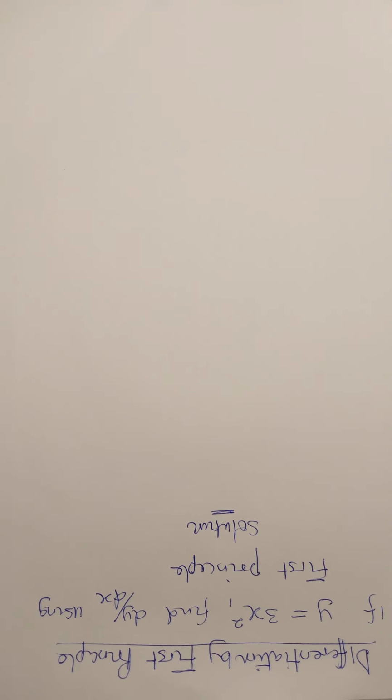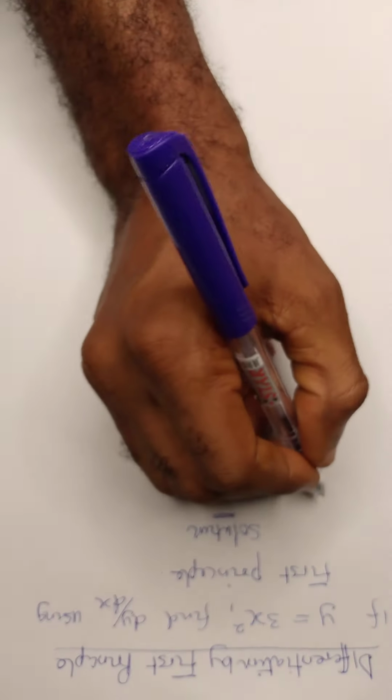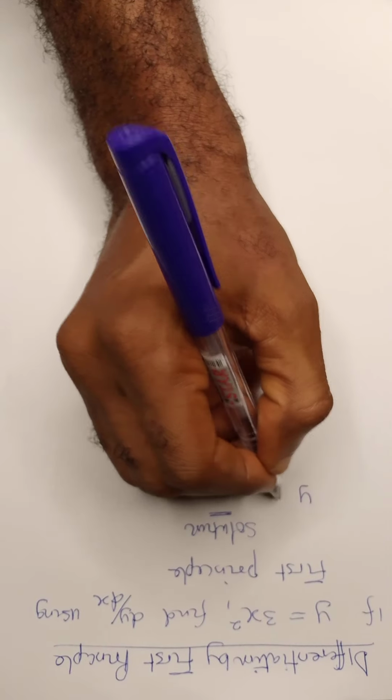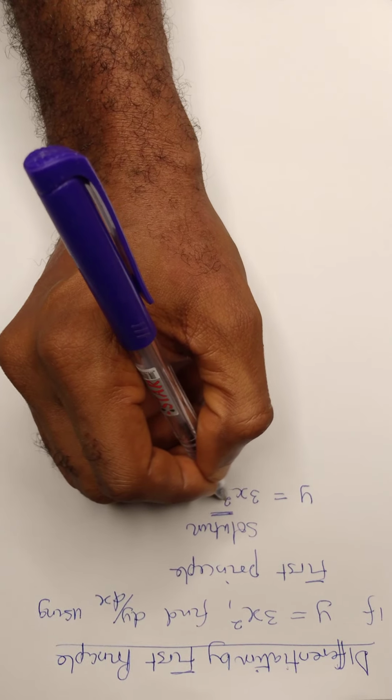Hello viewers, in this video I'm going to be teaching you how to differentiate by using the method of first principle. So we have in the question that y equals 3x squared, and we're asked to find dy/dx by using first principle. So in first principle, let's write the question asked. So we have y equals 3x squared.